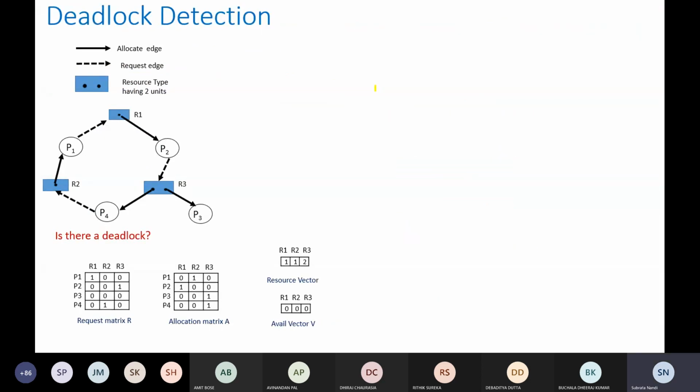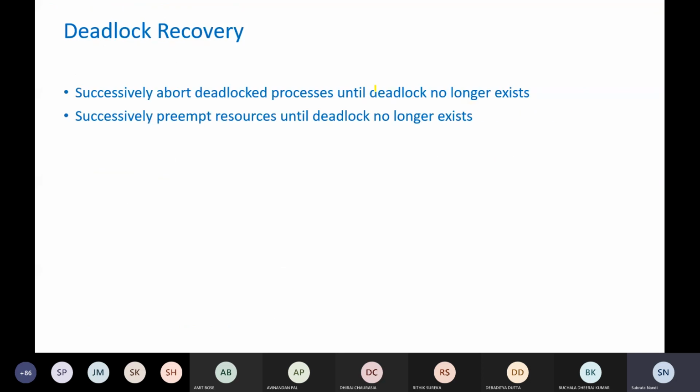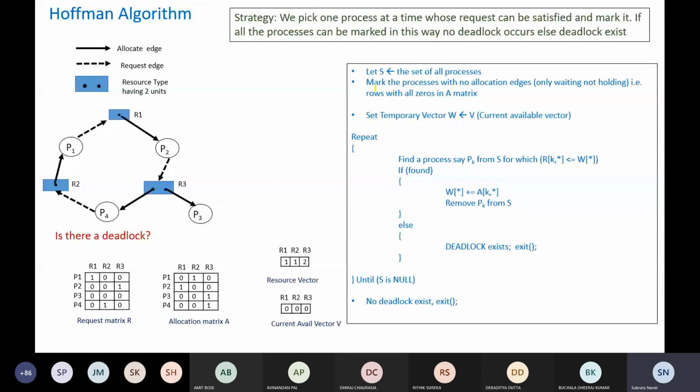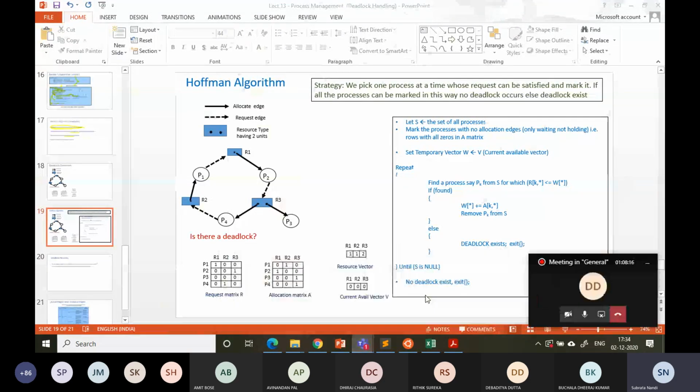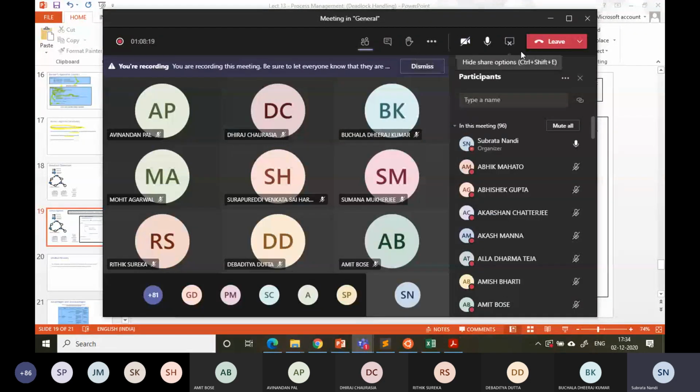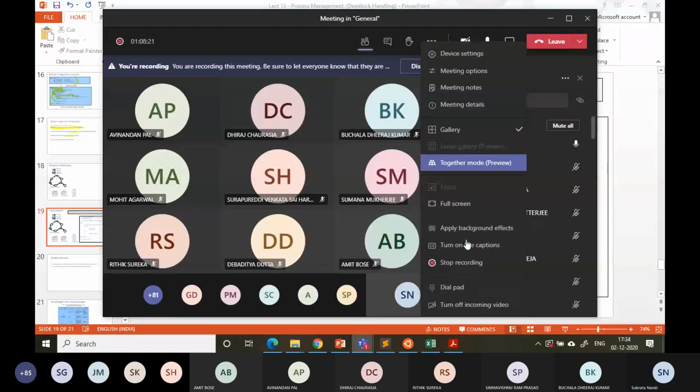The other algorithm is the deadlock detection algorithm. Because it is just 1 hour past, I think this will not take too much time, but I can take it in the next class. There are only 2 or 3 slides, and this is also a very simple algorithm. So let me discuss this algorithm in the next class. If there are any questions, you can ask me. It is pretty simple. It is deadlock handling.